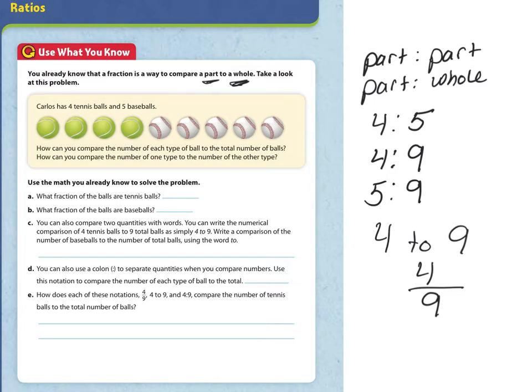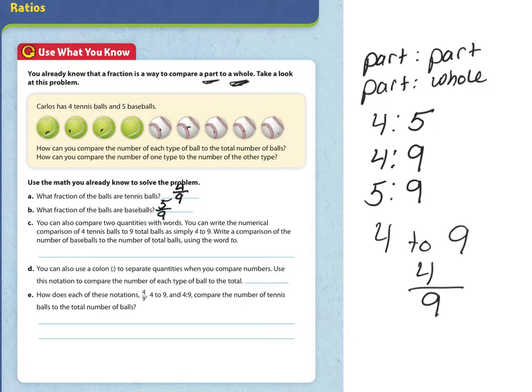So what fraction are tennis balls? So we can look. We have 1, 2, 3, 4. So if I'm going to write this as a fraction, 4 over 9. What fraction are baseballs? 1, 2, 3, 4, 5. It tells us that our fraction is 5 to 9.